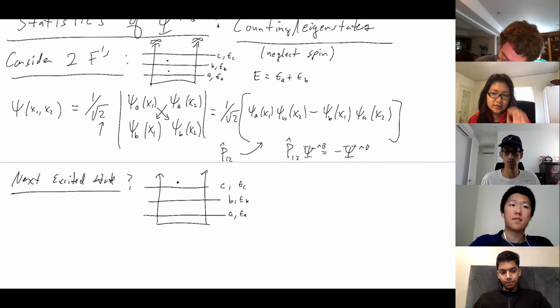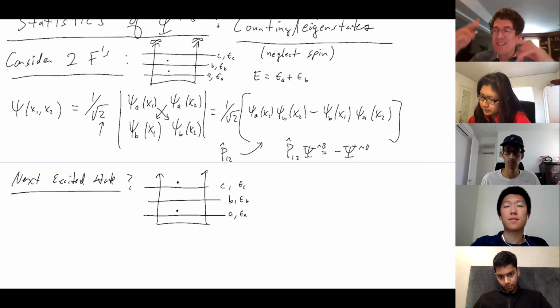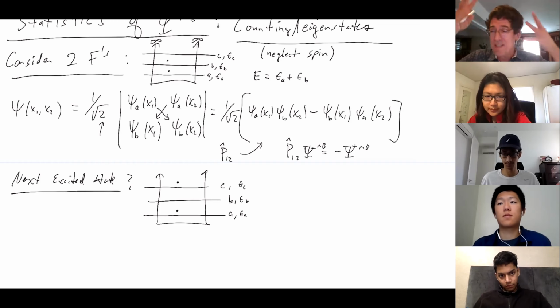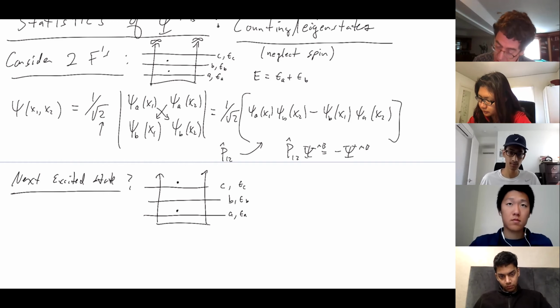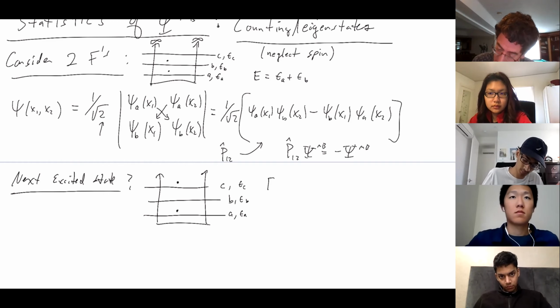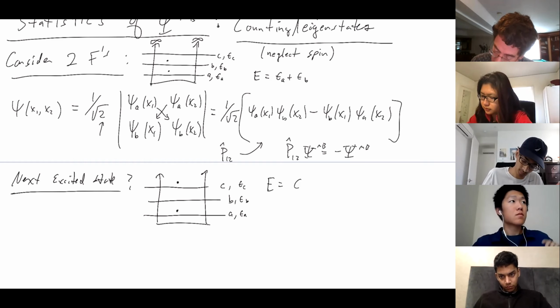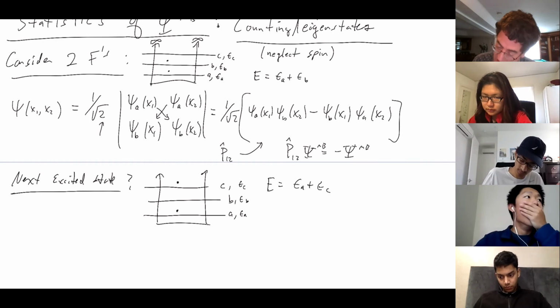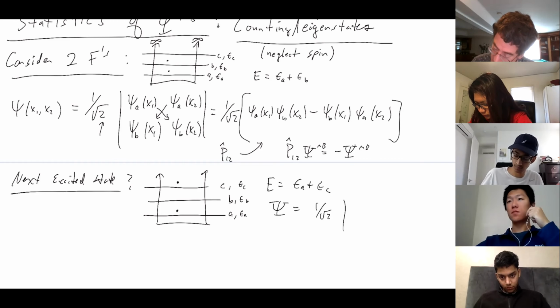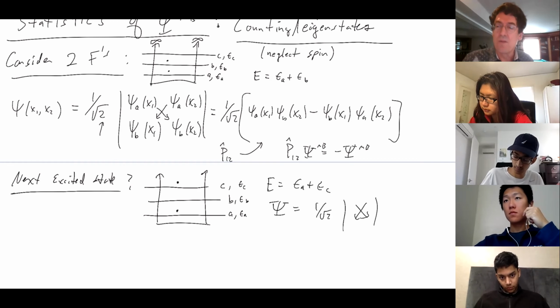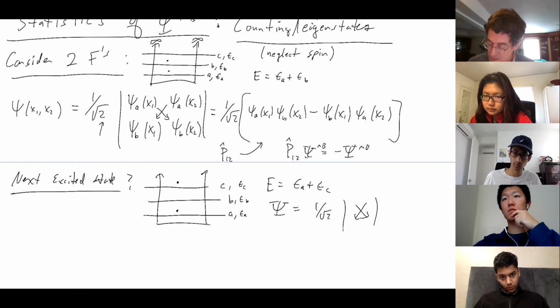Yeah, exactly. To be quite honest, it depends where these energy levels A, B, and C are. But typically this is how it works. Typically, this would be the next highest state. The energy would then be EA plus EC, and then you could construct it as 1 over square root of 2 times the Slater determinant. I'm not going to do it, but I want you to see the pattern.